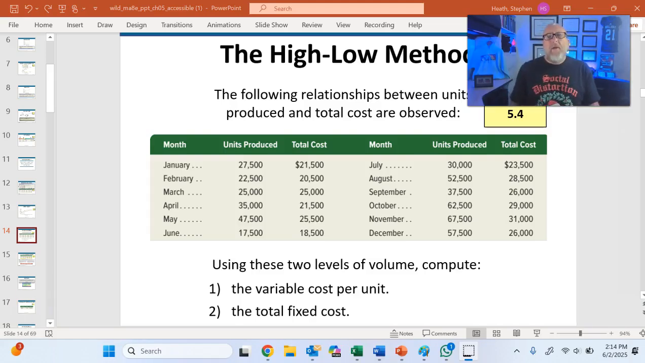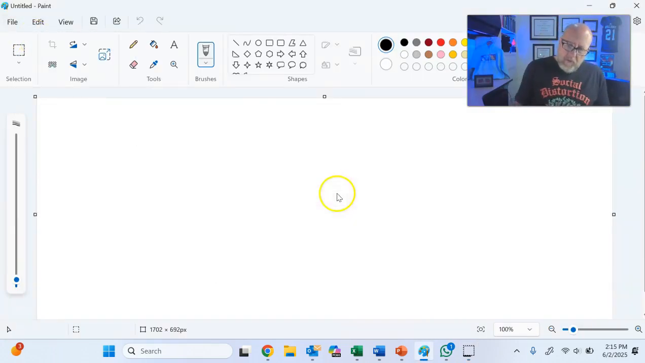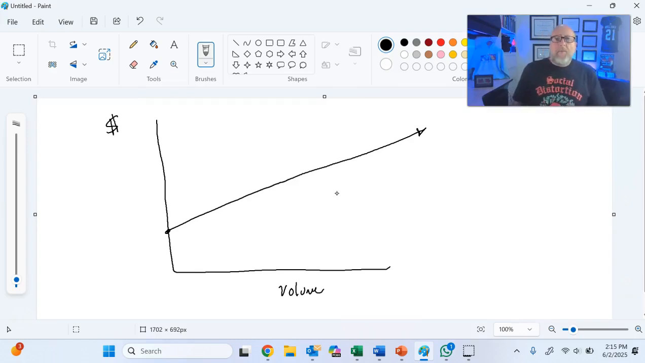So the high-low method, what we're going to do is I'm going to go back to my drawing and I'm just going to erase everything. In our high-low method, what we're going to do is take from the data that we're looking at the high data point and the low data point. And the high data point is going to be with respect to volume, and the low data point is also with respect to volume.